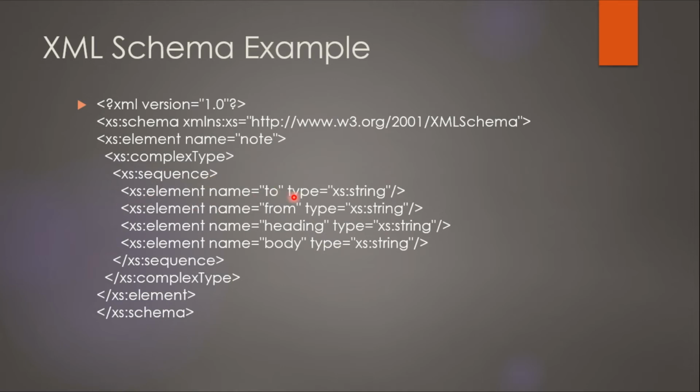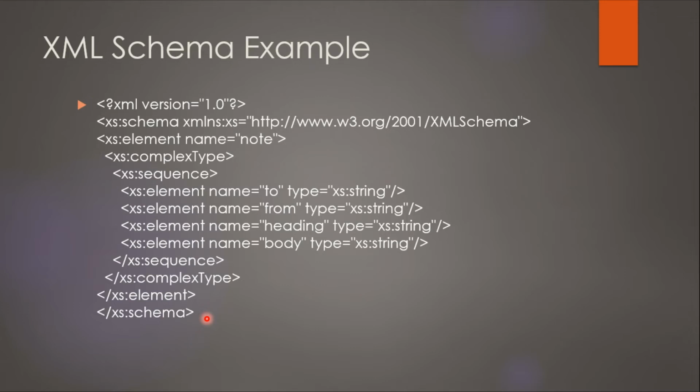The second element is from, the data type is string. The third element is heading, the data type is string, and the fourth element is body. Close the sequence tag, then close the complex type, then close the element tag, and then close the schema structure. This is the simple structure of an XML schema. Okay, XML schema describes the structure of an XML document. So that's why we have to implement the structure of XML schema.